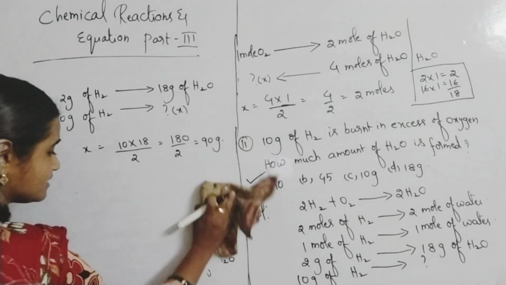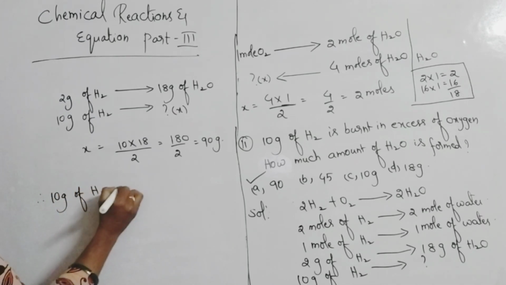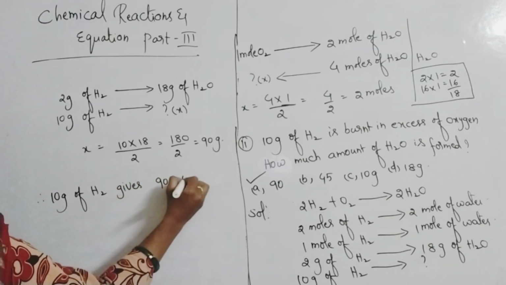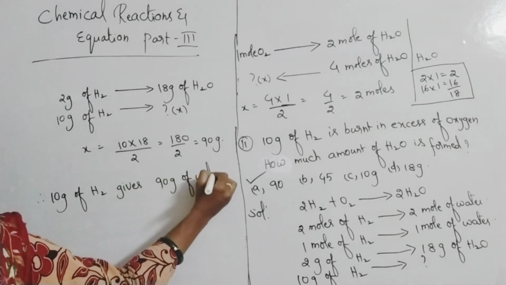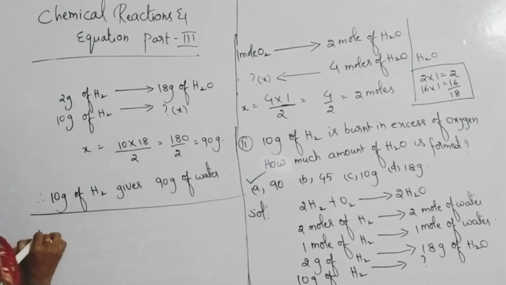That is your answer. 10 grams of H2 gives 90 grams of water. This is your answer. Okay, so like that you will be getting certain questions. Now let us move on to the 12th question.